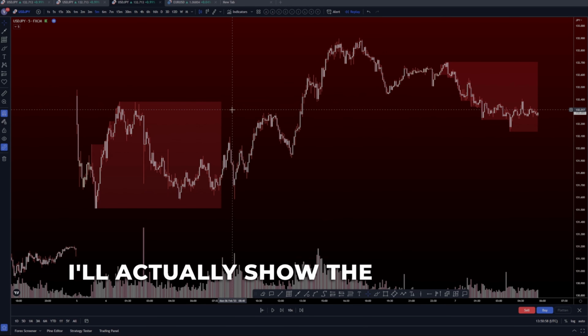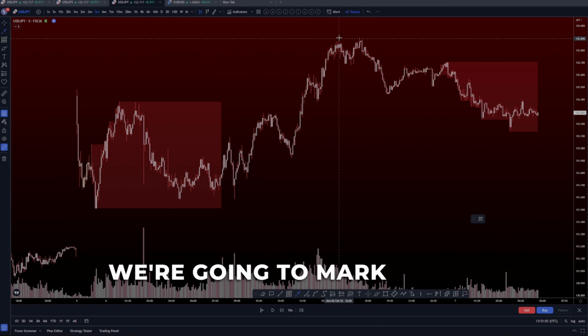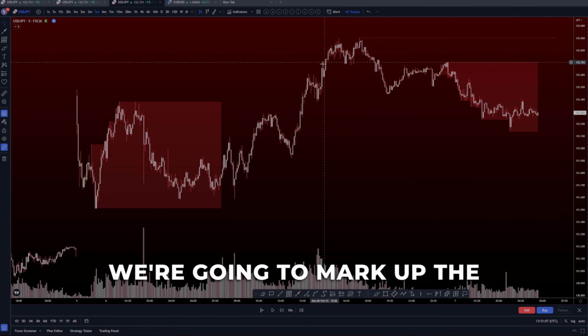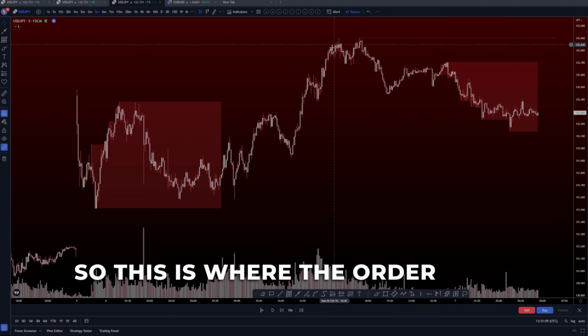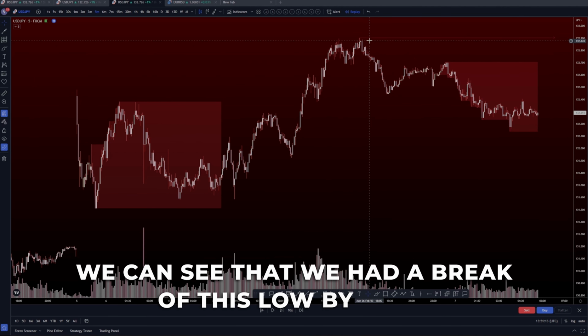I'll actually show the profits of this trade now, but let's just do the same thing. We're going to mark up the highest points. We can see that the market is clearly trending upwards. We're going to mark up the highest point. We said this is where the order flow reversal happens. We can see that we had a break of this low by here.